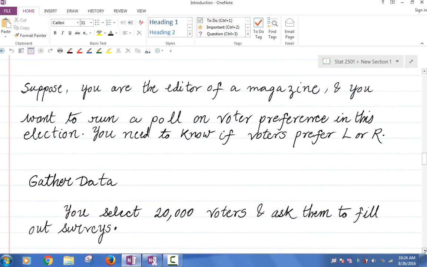So suppose that you are interested in looking at the voter preference in that 1936 election, and basically what you want to know is whether voters prefer Landon or Roosevelt. Okay. So in order to study that, you're going to start by gathering data, right?